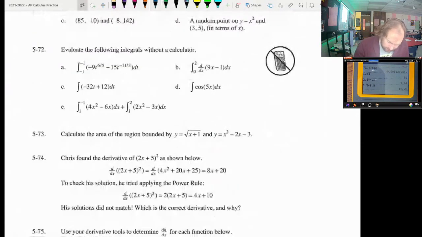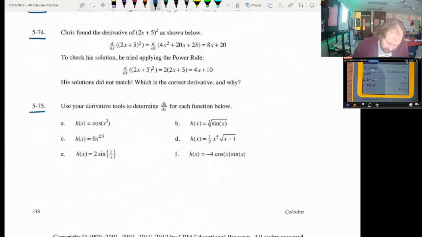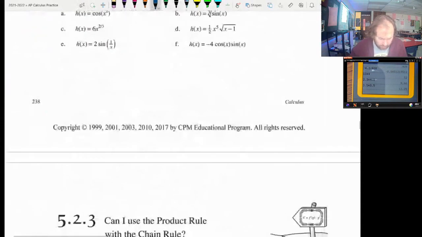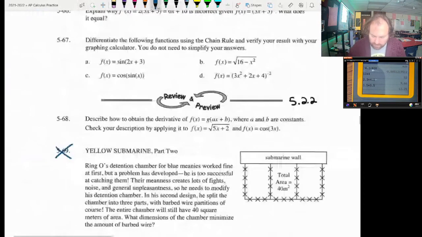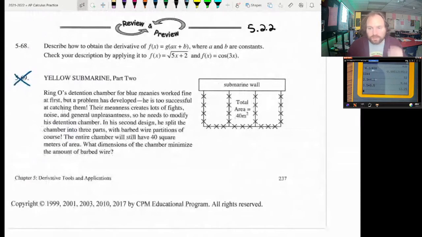572, yes. 573, yes. 574, yes. 575, yes. That's it. Okay, cool. Pretty straightforward assignment if we get rid of the ones that are just bulky algebra-based problems that are all rooted in optimization, which we're not going to do anyway.